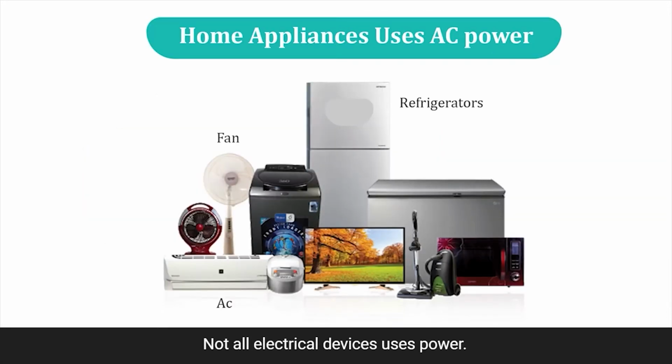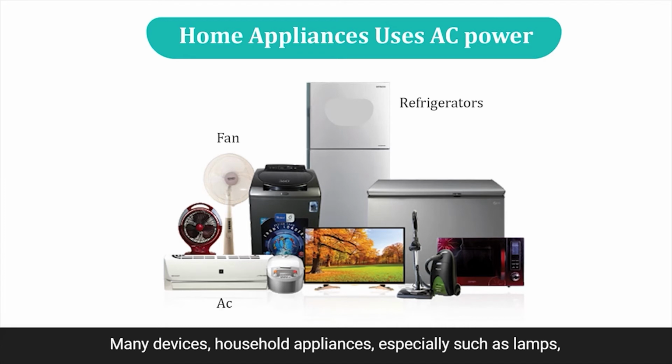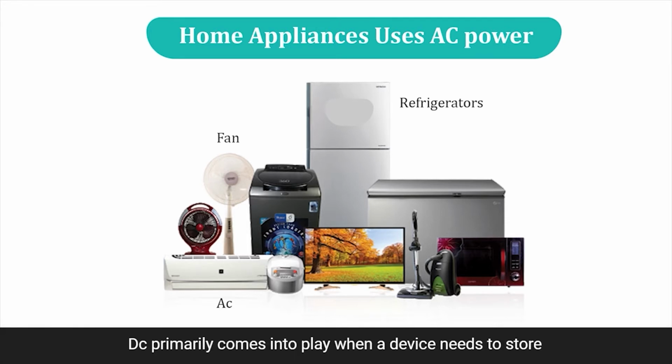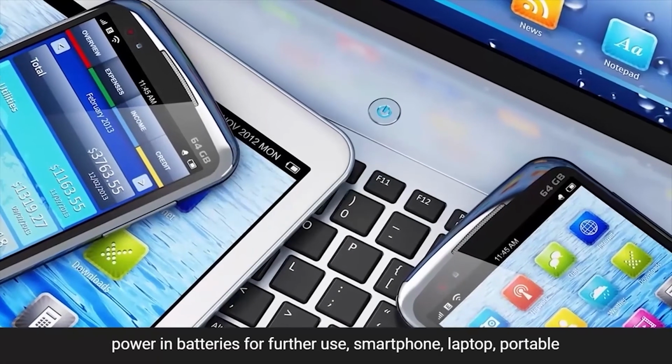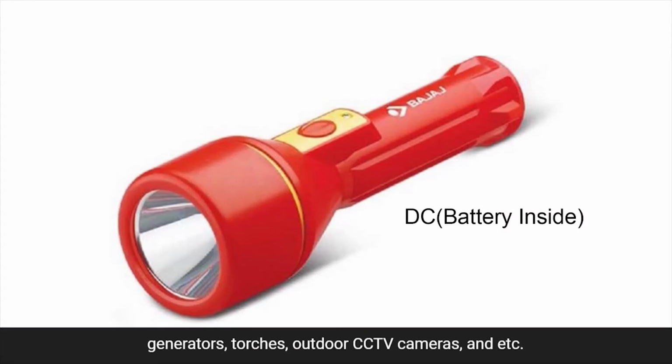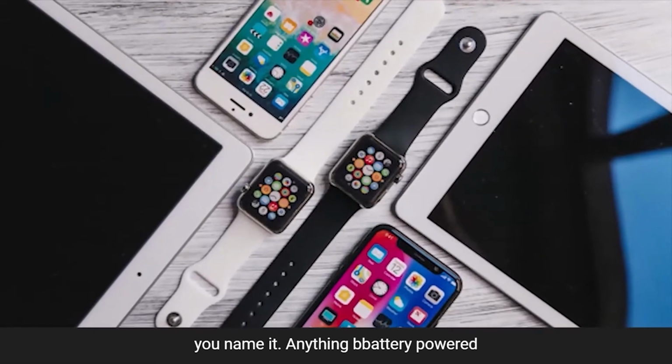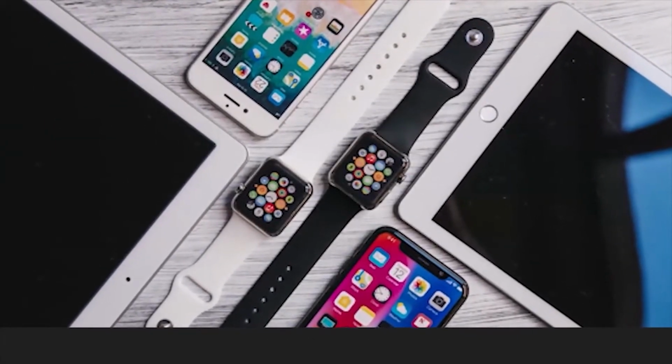Not all electrical devices use DC power. Many devices, household appliances especially, such as lamps, washing machines and refrigerators all use AC power, which is delivered directly from the power grid via power outlets. DC primarily comes into play when a device needs to store power in batteries for further use. Smartphones, laptops, portable generators, torches, outdoor CCTV cameras, and etc. You name it. Anything battery powered relies on storing DC power.